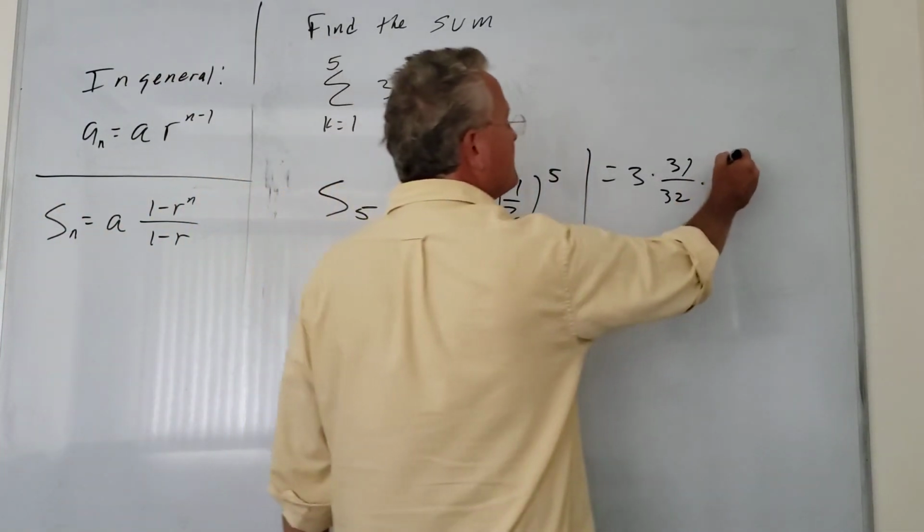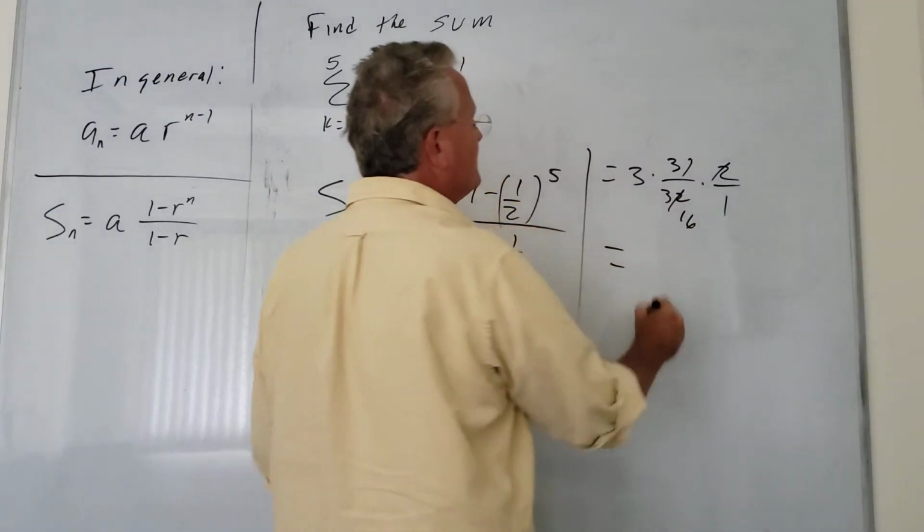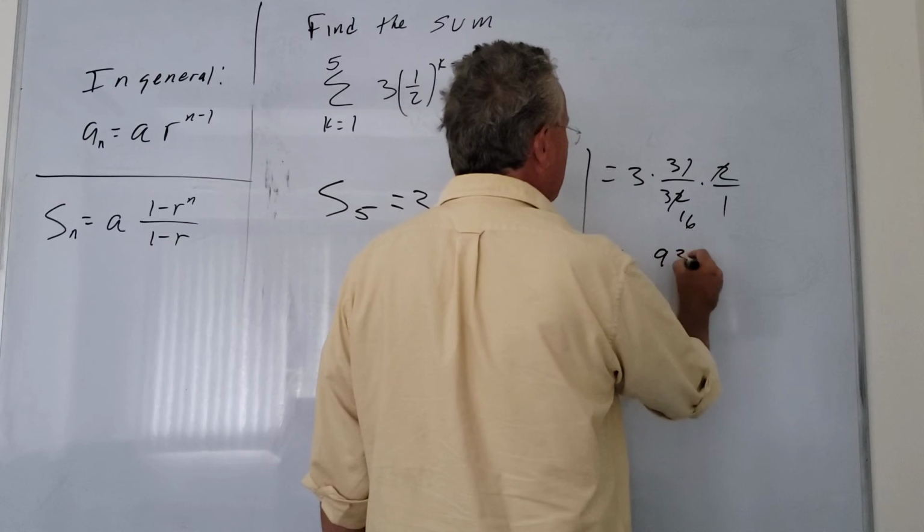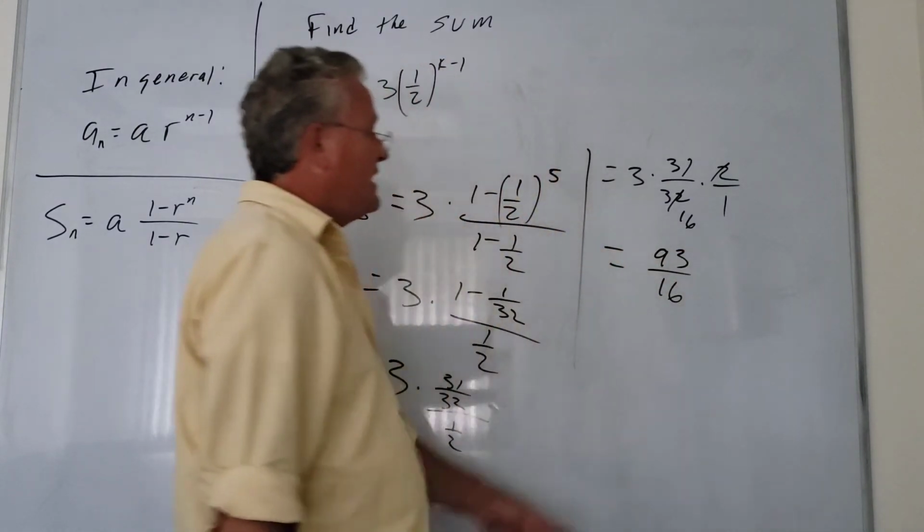Simplifying, 2 goes into 32 16 times. 3 times 31 is 93, so we get 93 over 16. And that's what we get.